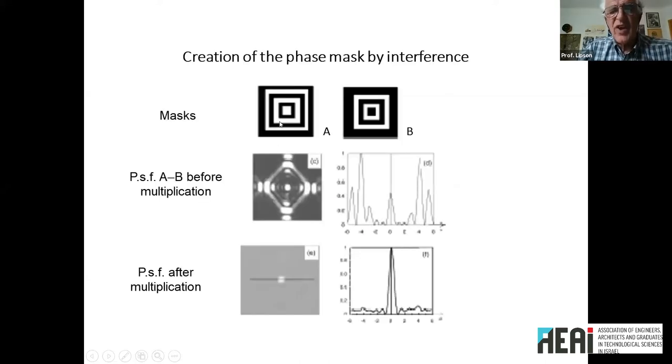We couldn't do it with round shapes because we used the microelectronic facility for producing the masks, and they weren't able to do circles very well. So we did it with square ones, but it works just as well. Here you have this is the positive, this is the negative, so it was this minus that, whose diffraction pattern has this peak here, a relatively dark region around it, and a strong region outside. And after the multiplication, we got the center peak only, and this gave us indeed super resolution.